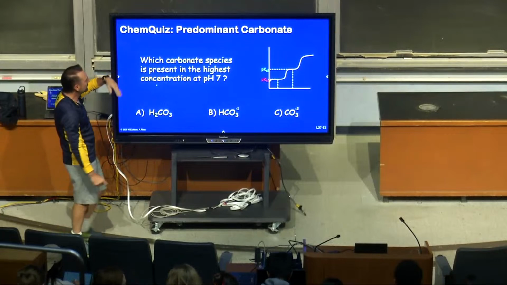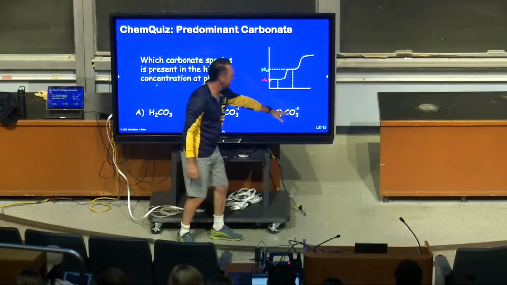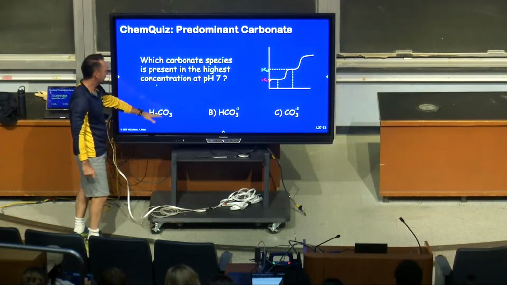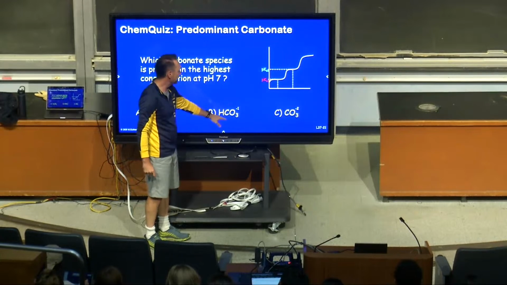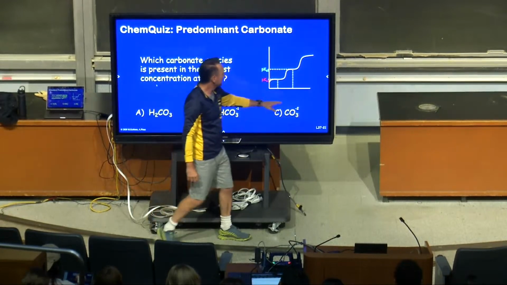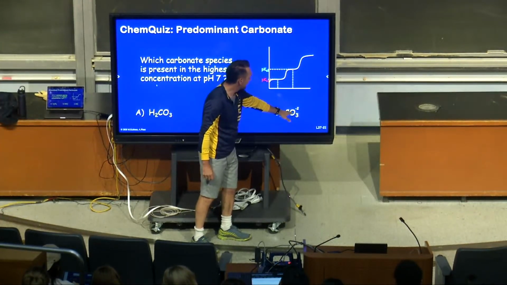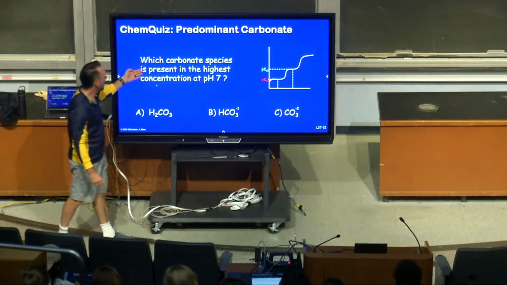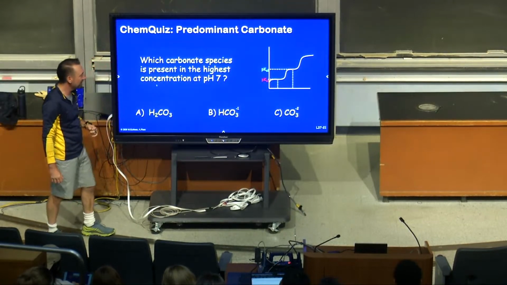Okay, what is the predominant carbonate species? You have 3 carbonate species here. They depend on pH. You get this one at low pH, and then when you get to around pH 6, you get this one, and I think it was pH 8, pKa, no, it's 10, wasn't it? pKa 10, you start to get this one. So which carbonate species is present at the highest concentration at pH 7?